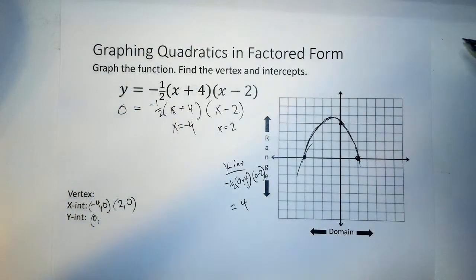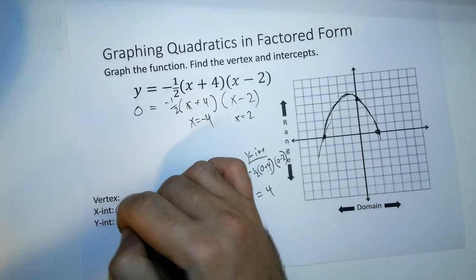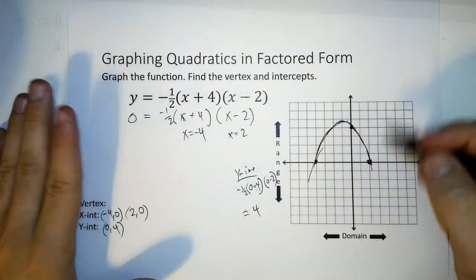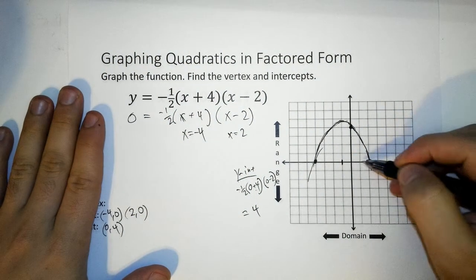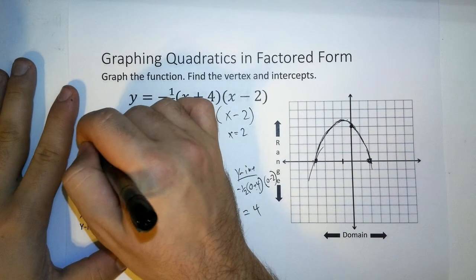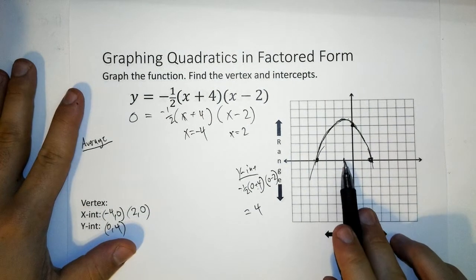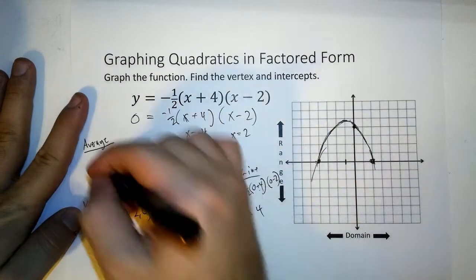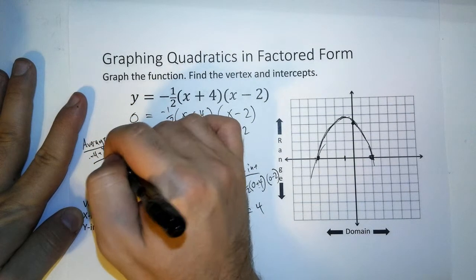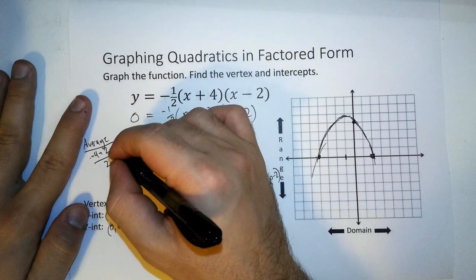Alright, so now let's go ahead and find our vertex. Remember, we know the vertex has to lie smack dab in the middle of our two x-intercepts, so we're going to find the average of our x-intercepts. That's going to find the midpoint. And so the average is negative 4 plus 2, divided by our 2 points, and negative 4 plus 2 is negative 2.